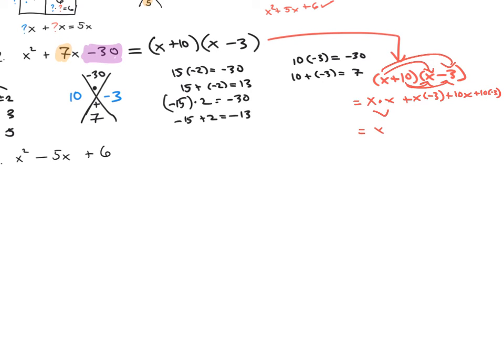X times x is x squared. X times negative 3 is minus 3x. 10 times x is plus 10x, and 10 times negative 3 is minus 30. Now we can add the middle parts: negative 3x plus 10x gives me positive 7x. The end part was the product of 10 and negative 3, and then I've got my x squared out front. X squared plus 7x minus 30.